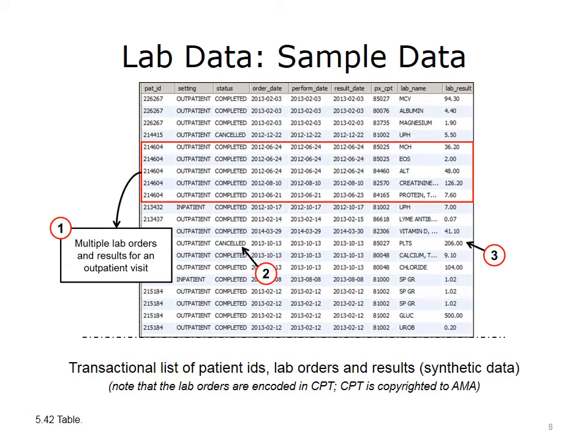Box 1 shows that multiple lab tests are ordered for the same patient during 3 outpatient visits. Arrow 2 shows that the status of certain lab orders can be canceled, which means those results need to be excluded and/or ignored. Arrow 3 indicates that lab results are often challenging to interpret, especially when units are not accompanied.